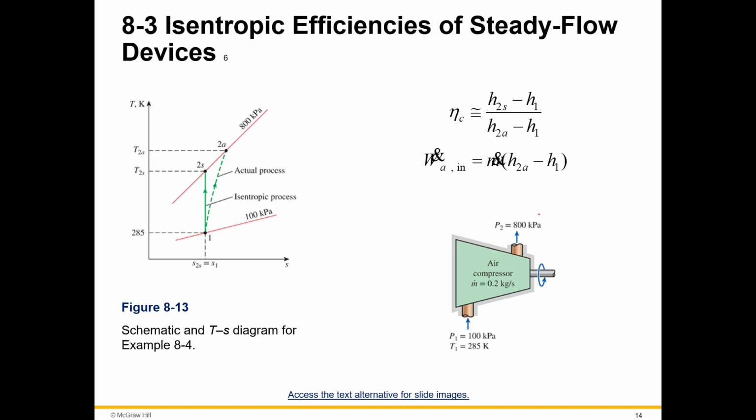Here's isentropic efficiencies of steady flow devices, continued. It's really just the T-s diagram, and again, you don't have entropy decreasing. So this is the isentropic process, and this, again, is the actual process. And it just has formulas for efficiencies.